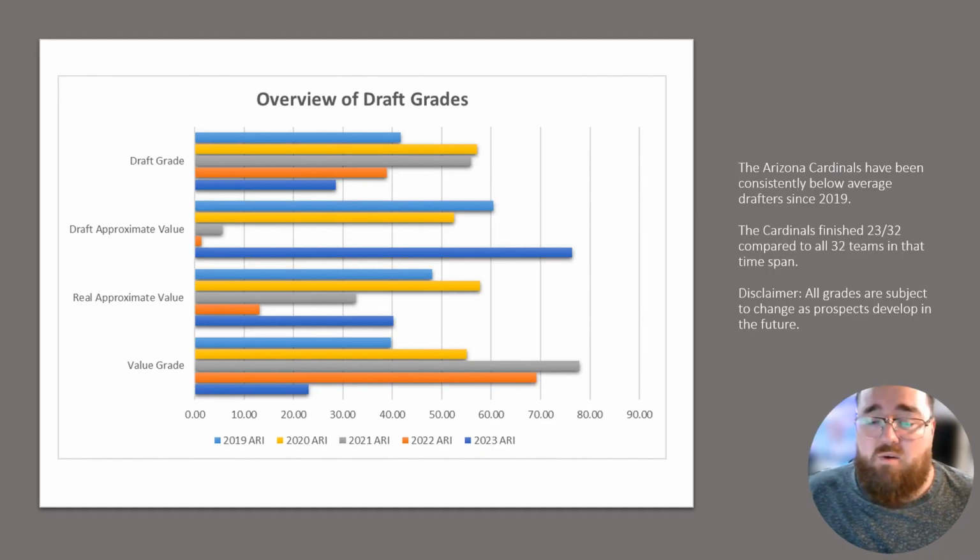So, starting with the overall draft grades. This is how the Arizona Cardinals have performed from 2019 to 2023 in terms of their overall draft grade, their draft approximate value, their real approximate value, and their value grade. The value grade is essentially how well they did for where they took a player. So if the player did better than what the average AV of a prospect at that particular draft spot performed, they would have a better value grade at that place. So essentially, if you took a player, say pick 120, and most players at 120 are backups, and that player ended up becoming a starter, they would perform better in terms of the value grade.